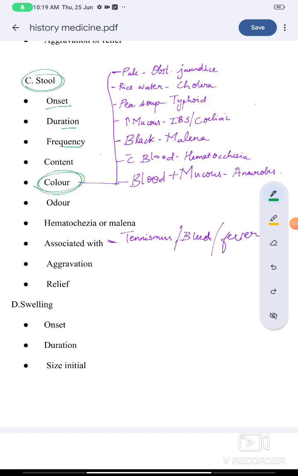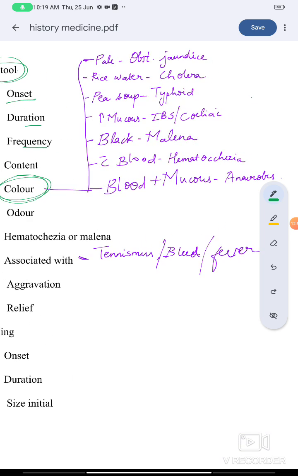Some noticeable colors are, if the patient has pale clay colored or whitish stool, then it is suggestive of obstructive jaundice, or gallstones may be present in that case, or something that blocks the common bile duct. Next is a typical case, rice water diarrhea. It is seen in cholera. Next comes pea soup diarrhea, seen in typhoid.